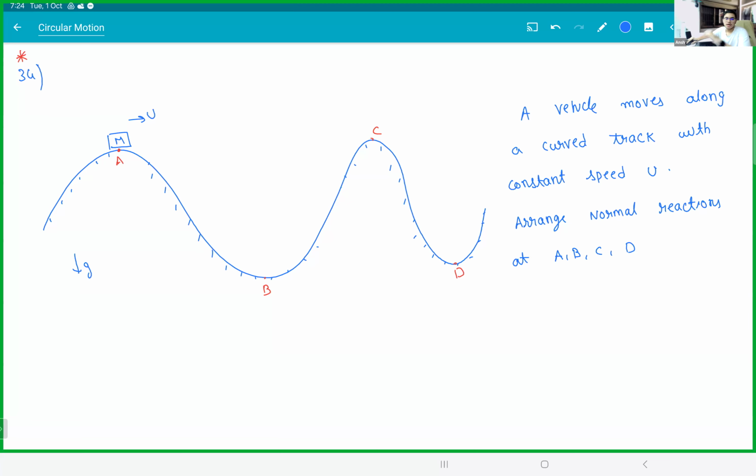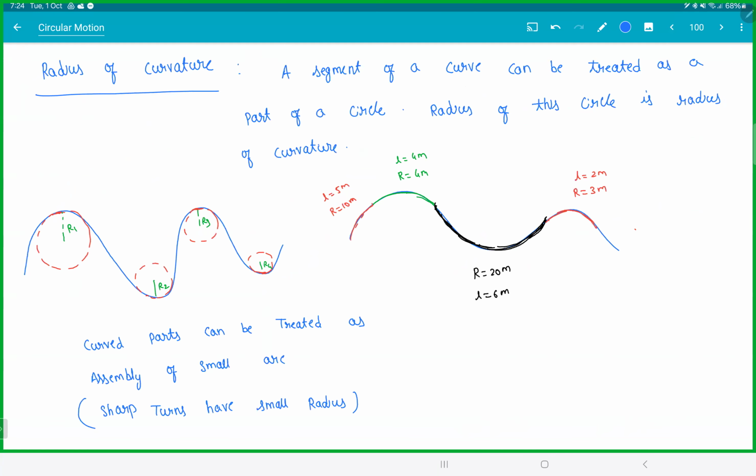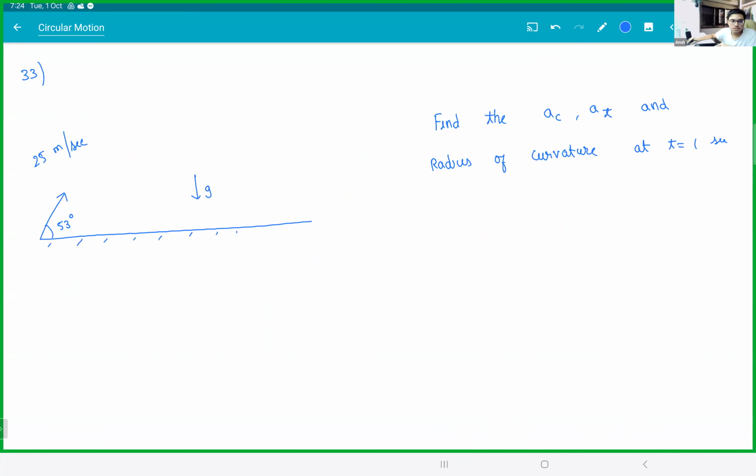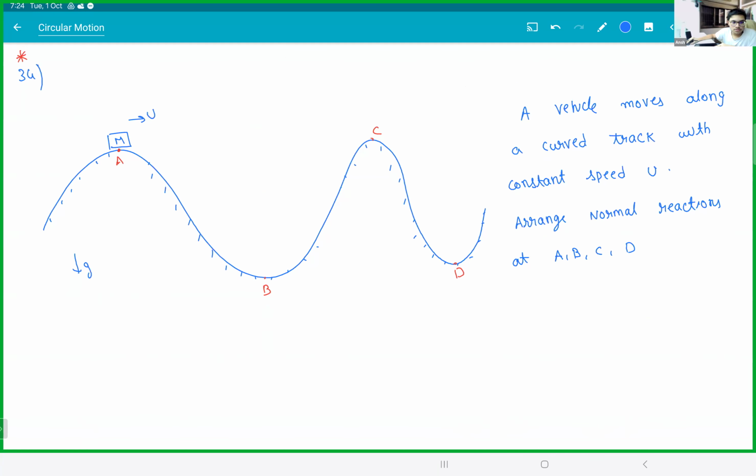Sir, the radius of each of the circles won't be mentioned. You can tell by looking, you get some feel, big and small. Yes sir, according to me it looks like the radius of A's circle is the biggest. That's enough. You need that only. Told you, I wrote a statement here. Remember, sharp turns have small radius. You just need this idea, because they're not asking exact values, only the order.